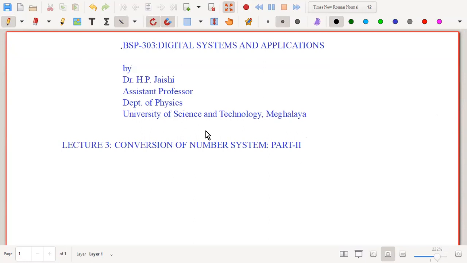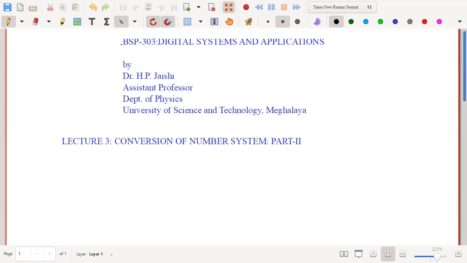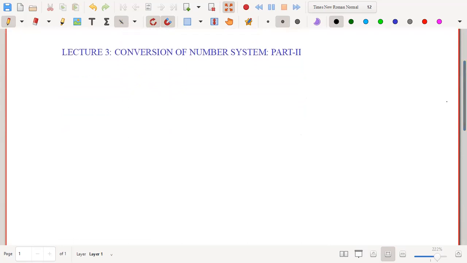Okay, so let us begin our discussion with decimal to octal conversion. Today we are beginning with the first one, that is decimal to octal. Now, if you remember the decimal to binary, then decimal to octal will be very easy.